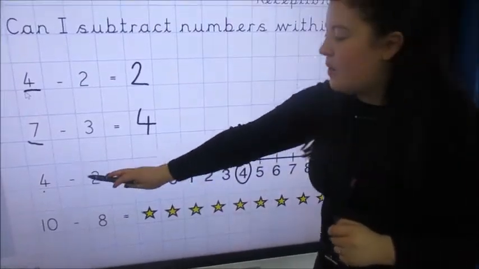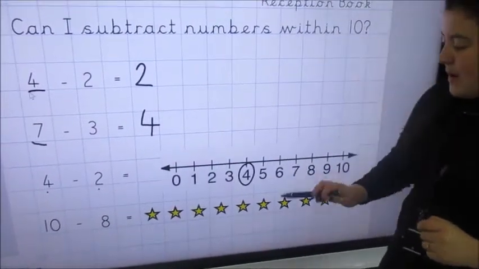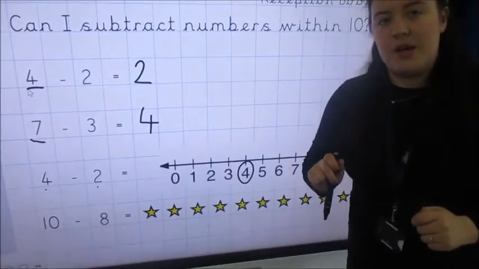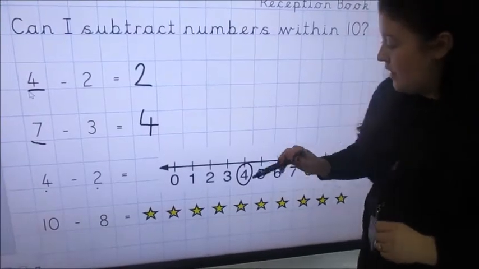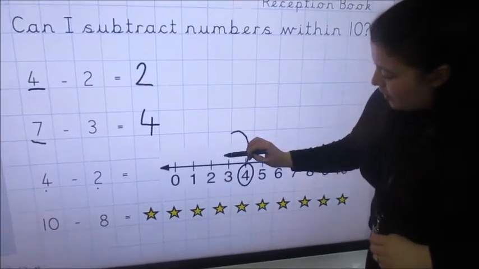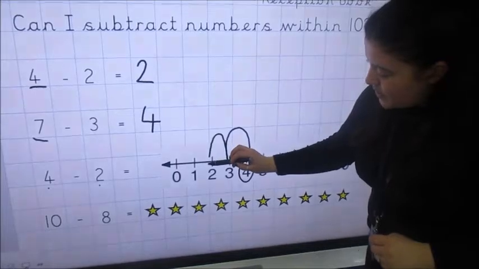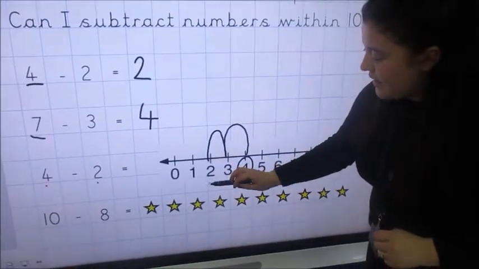And then I need to take away 2. So I need to jump backwards. My number needs to get smaller. So I'm going to jump 1, 2. And what number have I landed on?